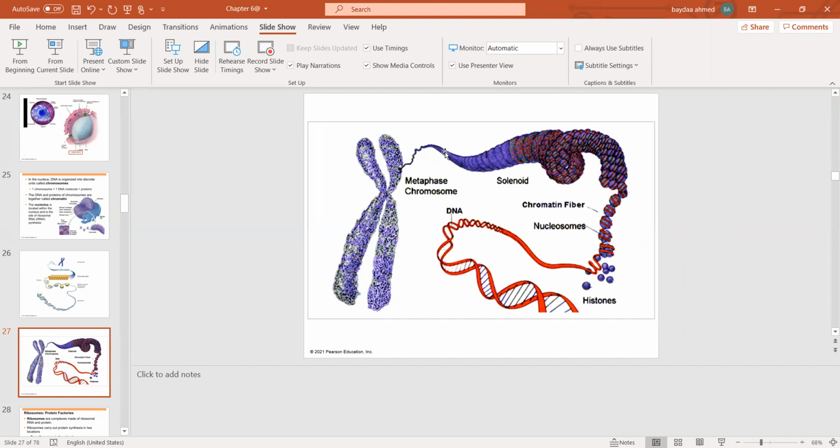Inside the cell we can see only a diffuse mass of chromatin fibers, and the chromatin fiber is composed of DNA molecules with histone proteins together forming those small beads, the nucleosomes. Then these nucleosomes are packaged, condensed and coiled to form the chromosomes. So we can see the chromosomes only during division. In normal non-dividing cells, we see only the chromatin fiber. Remember that.